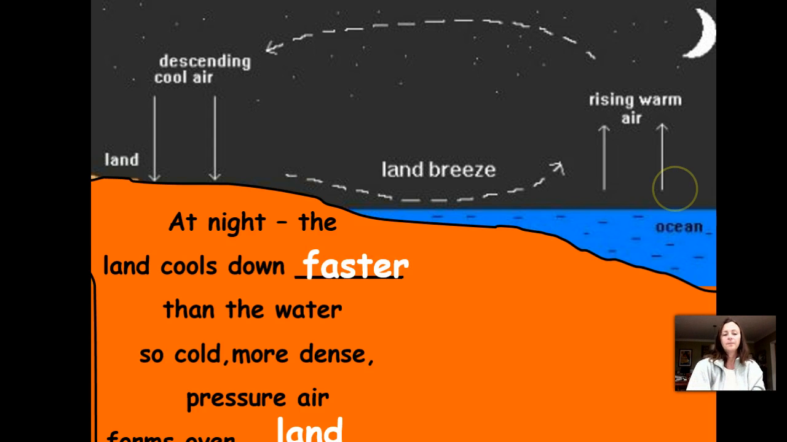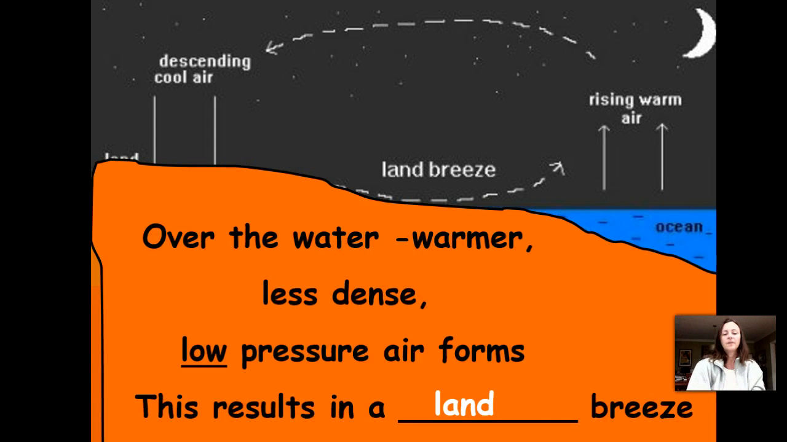Over the water, as I said, the lower pressure is there because the air is warmer, allowing the air to rise. And as it comes over the land, it cools off, so it sinks. And this results in what we call a land breeze. The breeze goes from an area of high pressure to an area of low pressure. So here the breeze or the wind comes from the land.